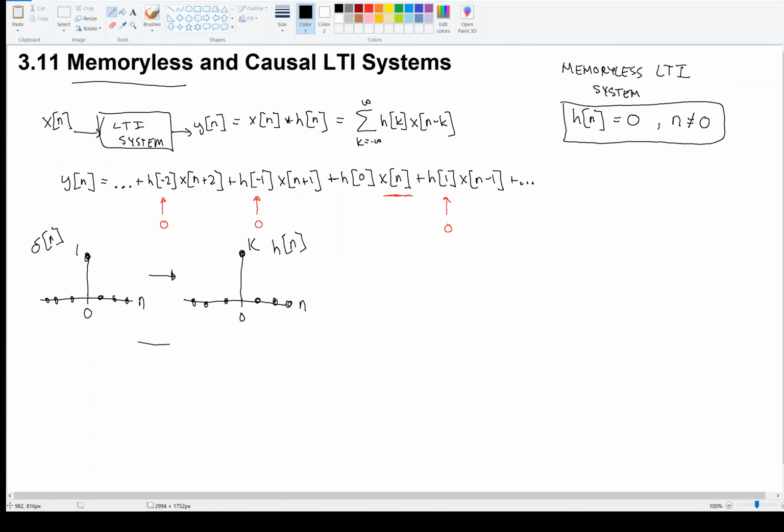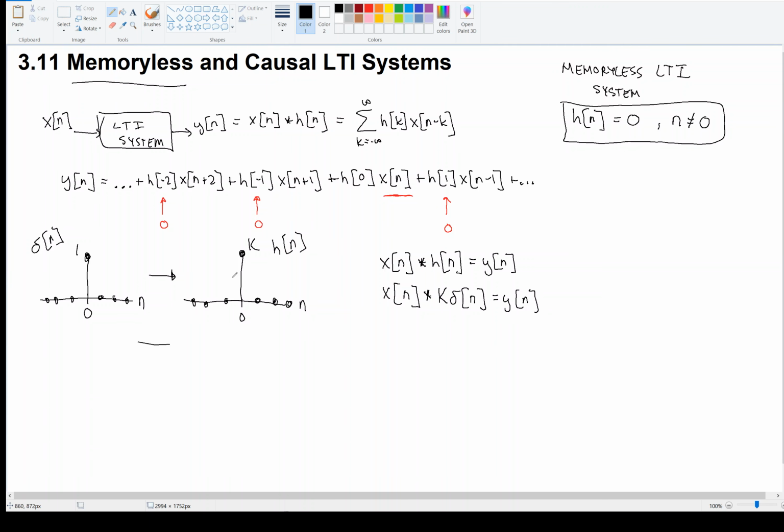So what kind of input-output relationship is that? Well, x of n convolved with h of n gives me the output. And now we're saying if the system is memoryless, then h has the form of some constant times an impulse.